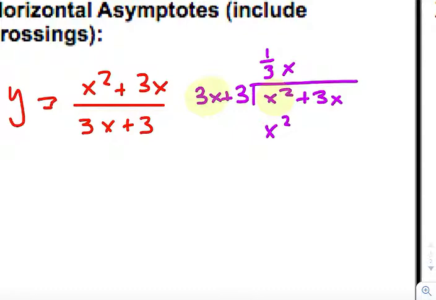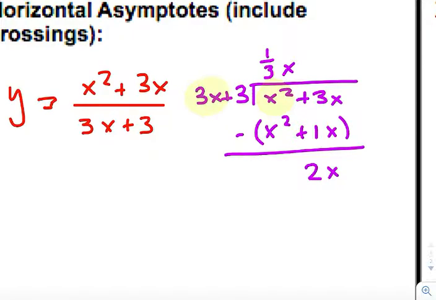1/3 times 3 is going to be 1, and then we have the x. So we can probably just drop that 1. The 1/3 times 3 is 1, right? Now we're going to go ahead and subtract, so we're going to subtract the whole line. X squareds are gone. 3x minus 1x will give us 2x. Okay, and then we have nothing else, so now we can continue.